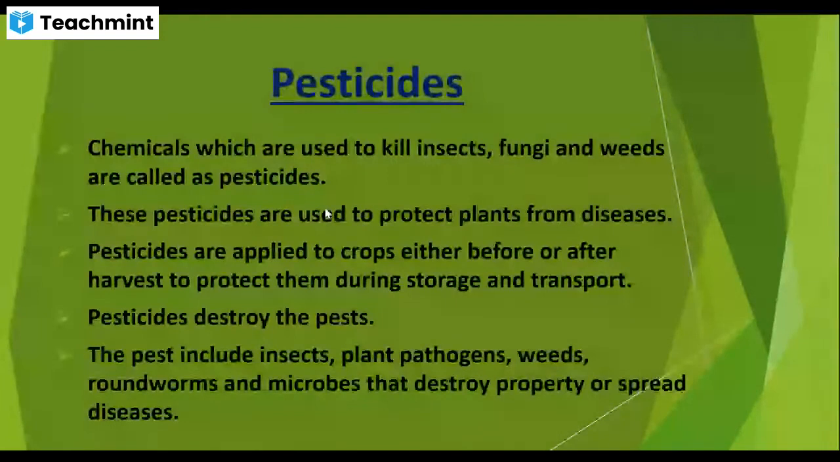Next, some pesticides are used to kill roundworms and microbes also. There are different kinds of pesticides available in the market, which we are going to learn. So a pesticide is a chemical which is used to kill insects, fungi, and weeds from the farm or from the crops.